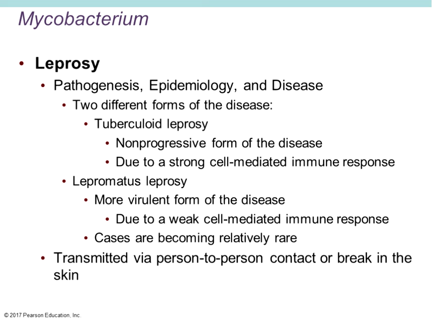Pathogenesis of it, there are two different forms of leprosy. We have tuberculoid leprosy and lepromatous leprosy. Tuberculoid leprosy is a non-progressive form of the disease, and it elicits a strong cell-mediated immune response. So it's much more limited. However, although it is limited, it can still be spread and it can still cause different sorts of issues.